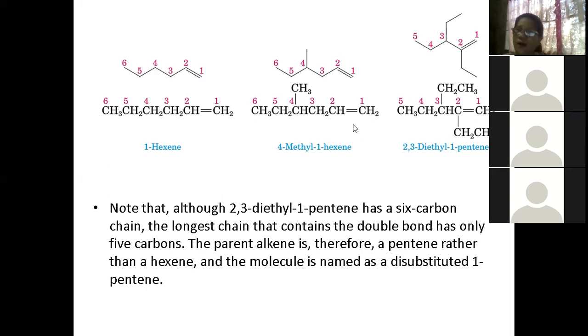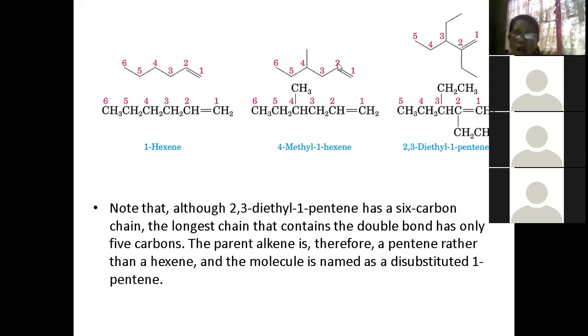So you name the branches first. Where is our branching? There is a 4-methyl. Then where is our double bond? In 1. What is our parent name? Hexene. Okay, you get it? Therefore, the name of this is 4-methyl-1-hexene.